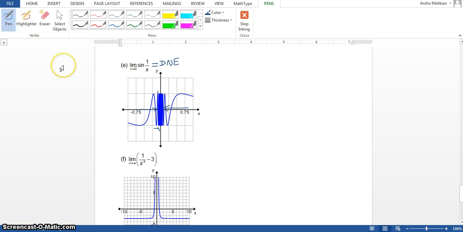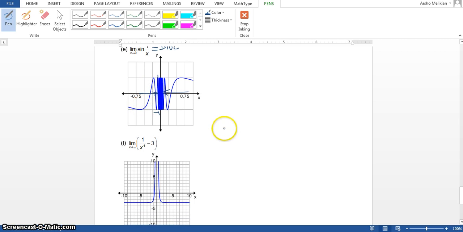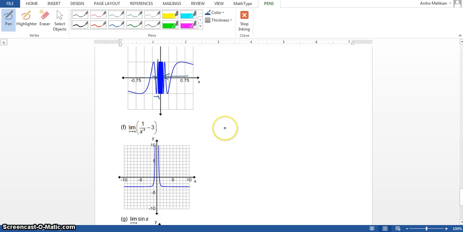Because there is no way to guarantee for sure where the value will be at x equals 0, because it's oscillating at such a high frequency.